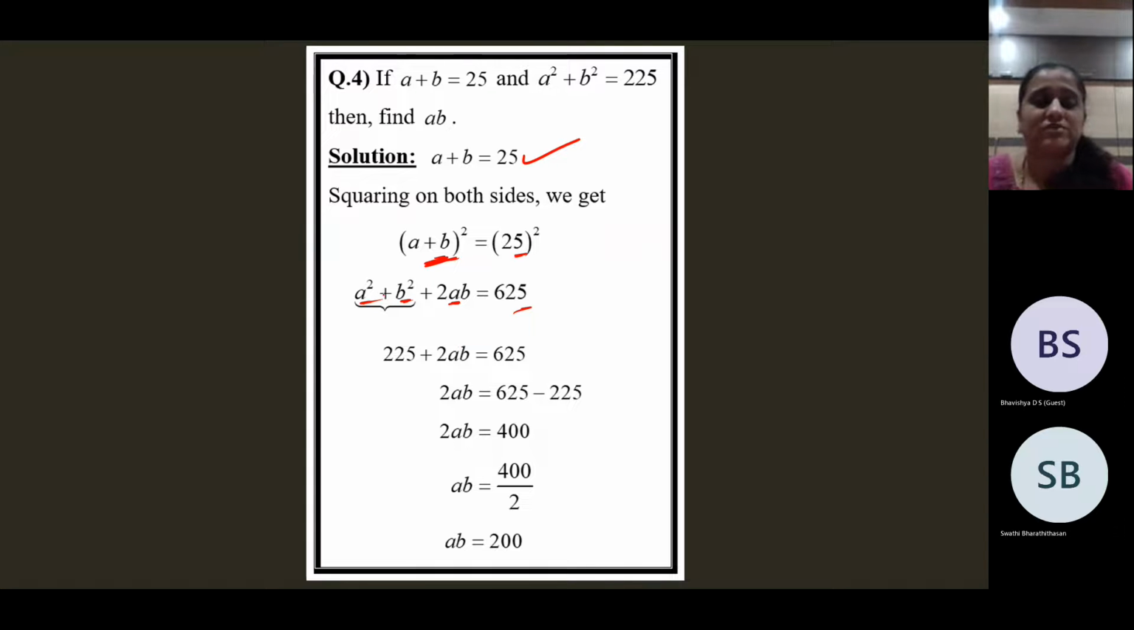Now we are given that a square plus b square is 225. In the question, we are given this value. Plus 2ab is equal to 625. On solving this, we find ab is equal to 200.